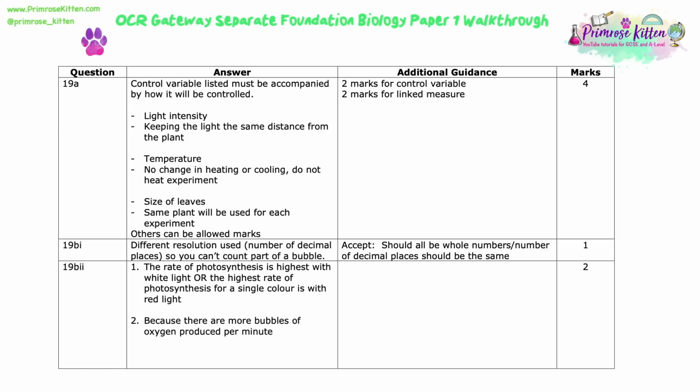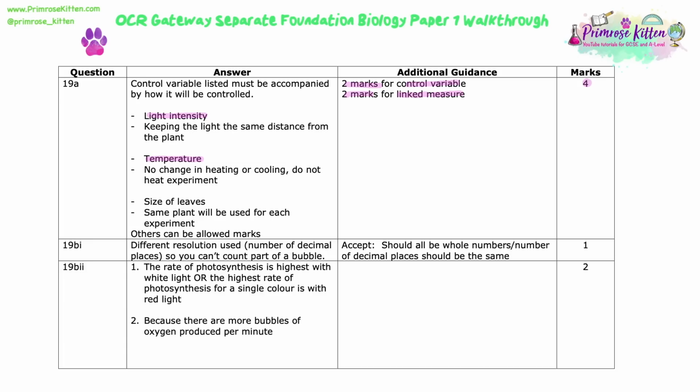Okay, so the mark scheme for question 19. There are 4 marks for that first question. So we get 2 marks for the control variables and 2 marks for linked measure. So you only get the marks for how you're going to do the controlling if it's linked to the correct control variable. So you can get a mark for light intensity and you can get a mark for temperature, but you're only going to get the marks for the measurements, or how you're going to control those, if you've put them with the right factor.